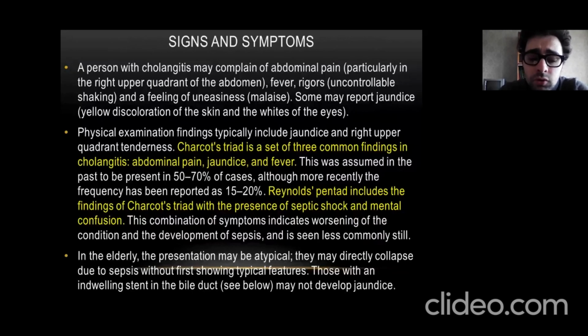Signs and symptoms. You should remember, mechanical jaundice has its own complications: cholangitis and sepsis. Charcot's triad, this is the symptoms of cholangitis. You should remember it very well. Pain, jaundice, fever. Reynolds' pentad: this is Charcot's triad of cholangitis plus septic shock and mental confusion. Reynolds' pentad, this is the symptoms of septic shock.